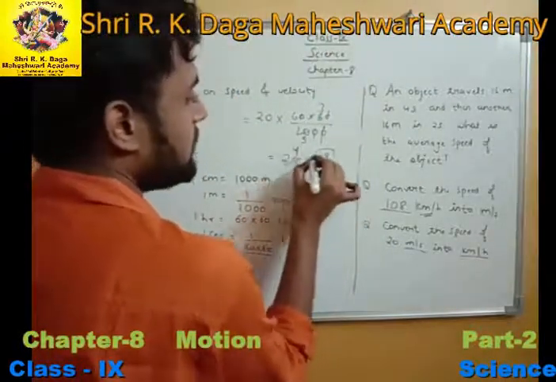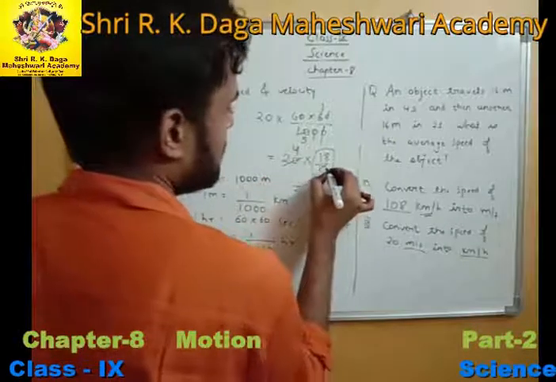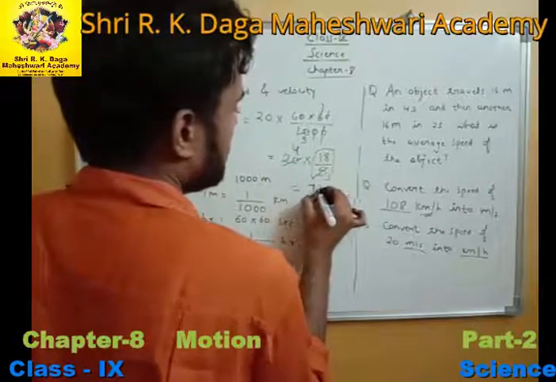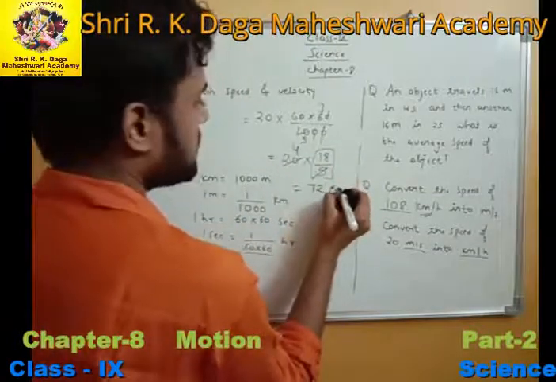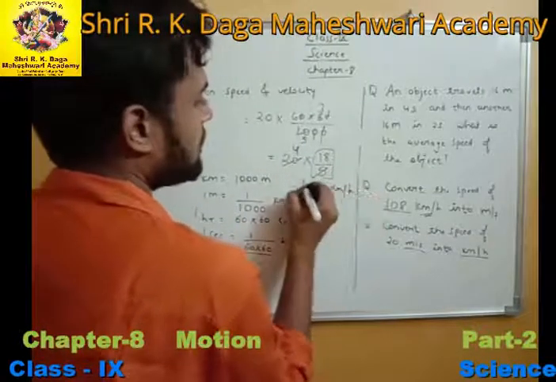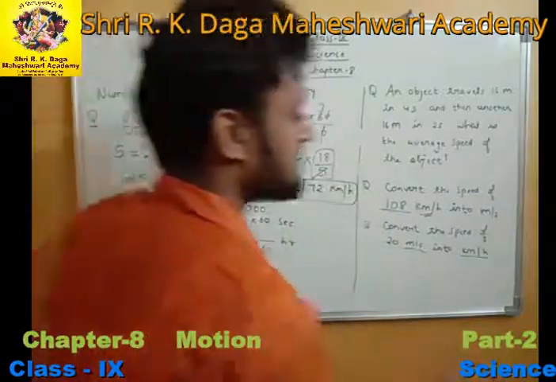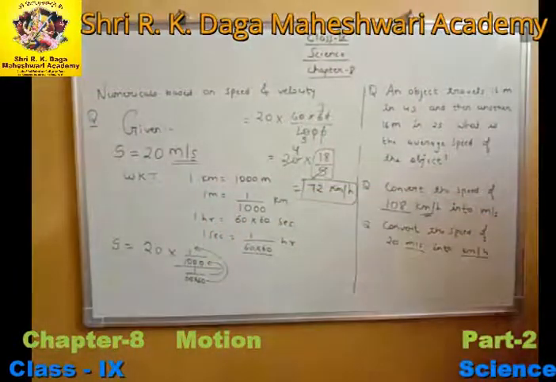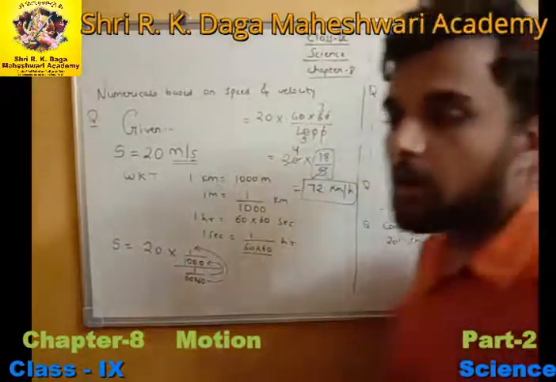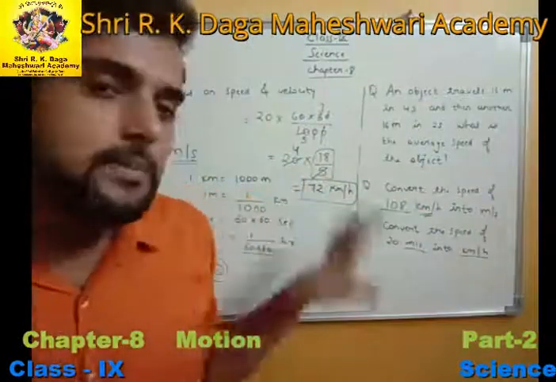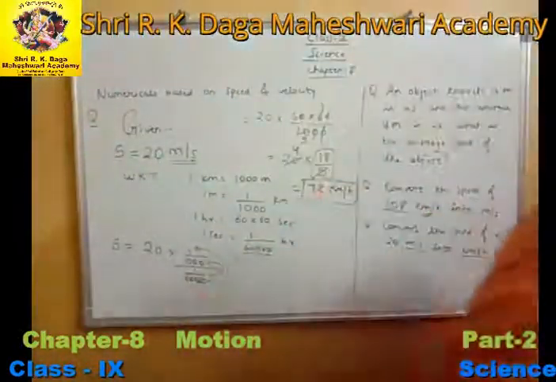5 4s are 20. 18 4s are 72 kilometer per hour. This will be the required answer. So we have discussed 3 numericals. Now we will discuss some more numericals based on speed and velocity. Okay.